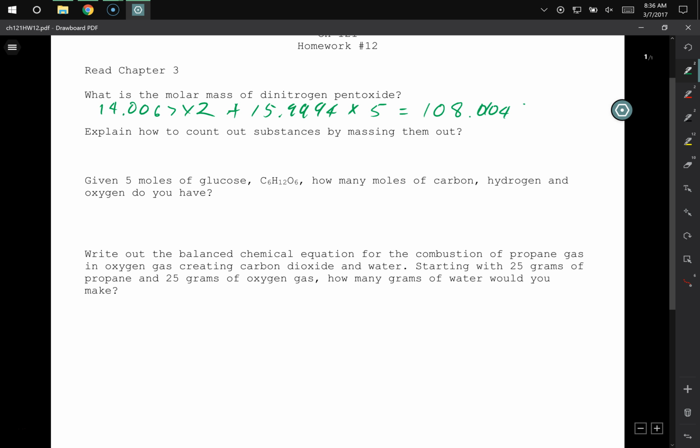0104 grams per mole. And then with sig figs, well, I guess there aren't really sig figs with this. It's all the numbers. So the answer should look something like that. The units are grams per mole. So what do we mean by that? What does this 108 grams represent? Yeah, if I had 6.022 times 10 to the 23rd N2O5s, those number of substances would have a mass of 108 grams.